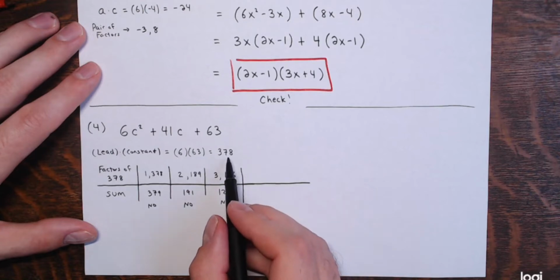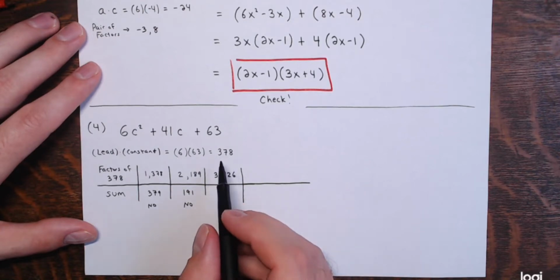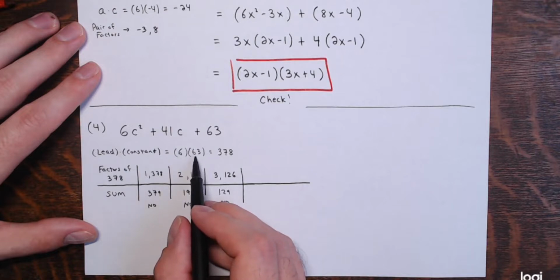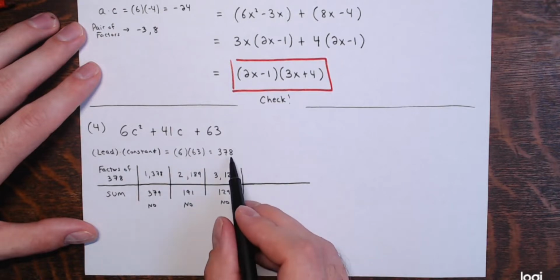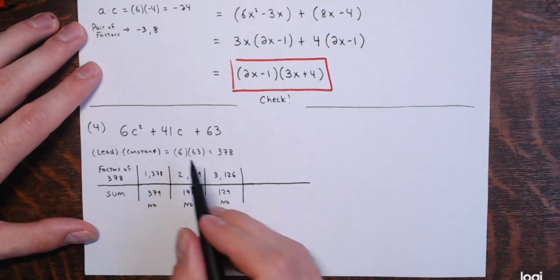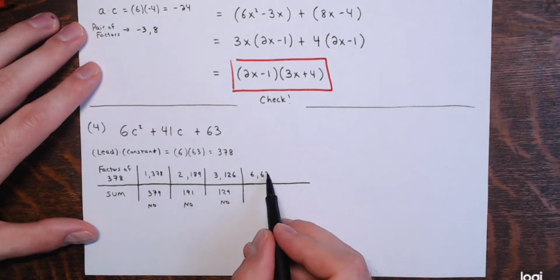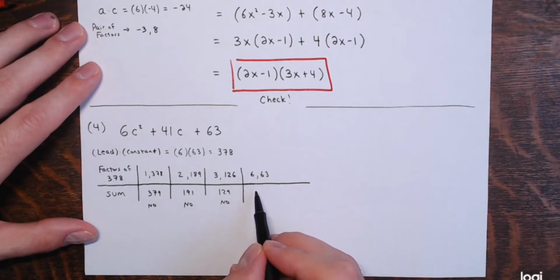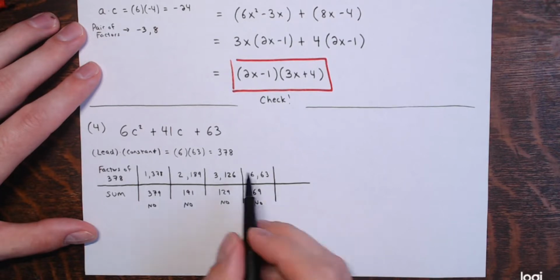Now 4, this is 2 times 3, 2 doesn't go into that, 4 doesn't go into this. This doesn't end in 5 or 0, so it's not a multiple of 5. It is a multiple of 6, right? We saw 6 times 63. Those add up to 69, so getting closer, but not quite there. We want a sum of 41.